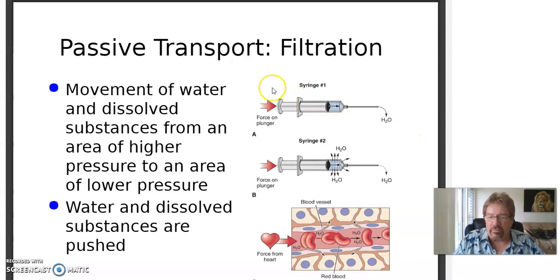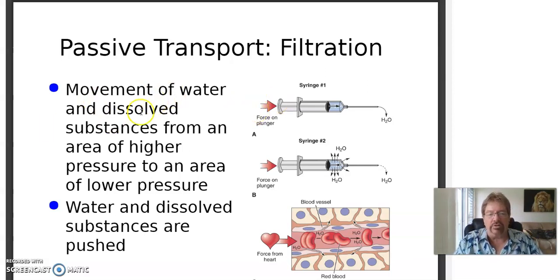Okay, here's what I don't like. They're using a syringe like what we get injections with in a medical office, and it's showing, oh well, we're doing this. It's passive because it's filtration. It's not passive because somebody's thumb has to be on this plunger moving it. So this is a poor example of what they're trying to say.